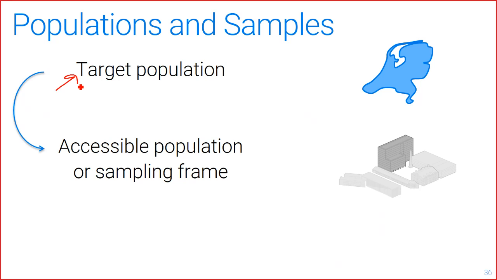So we have the concept of accessible population or the sampling frame. So what is the subset of this target population that we actually do have access to? So let's say that in my case, it's only the people within the university, only students.